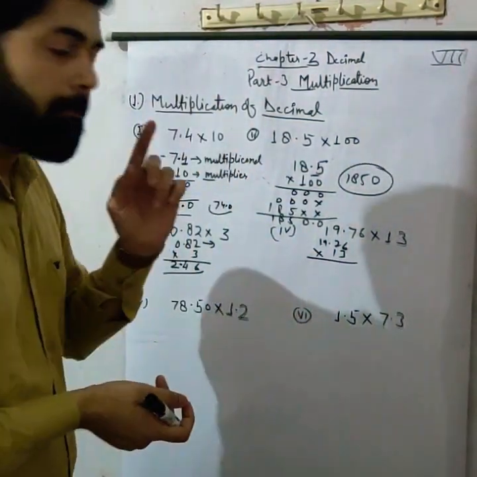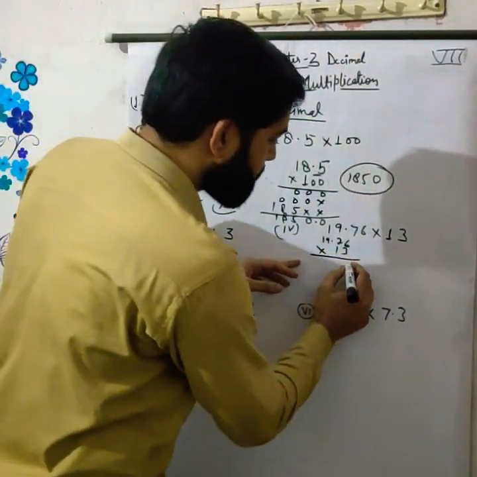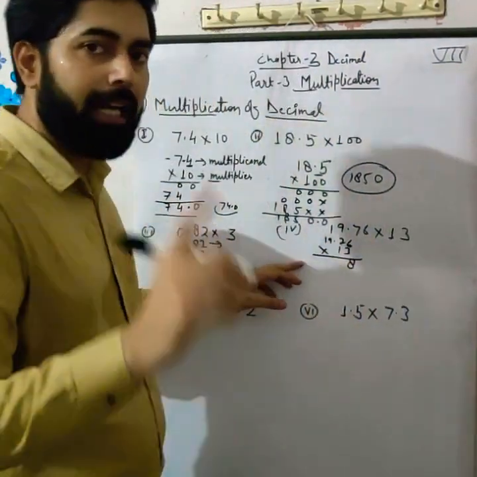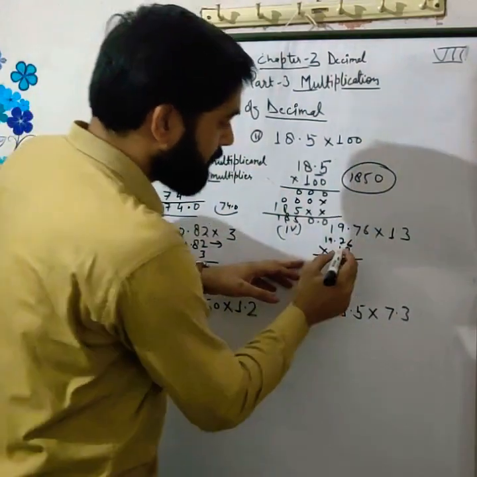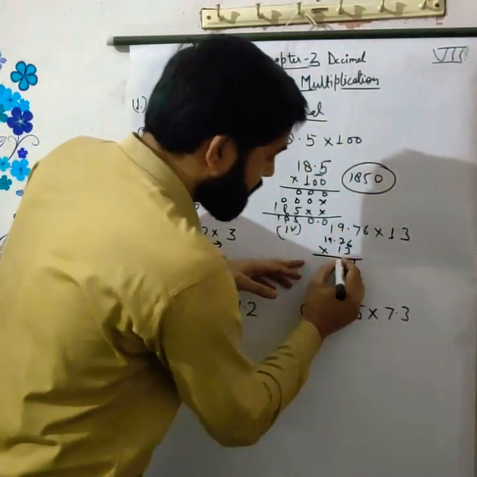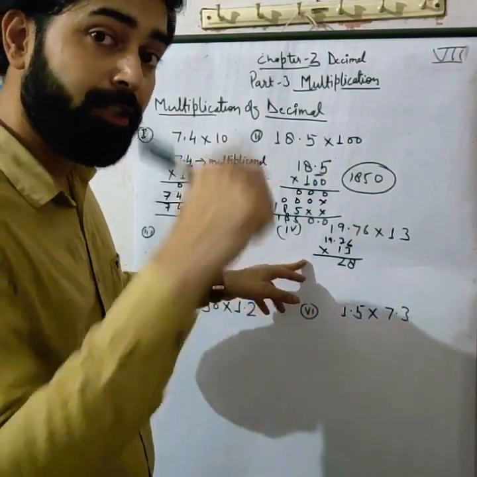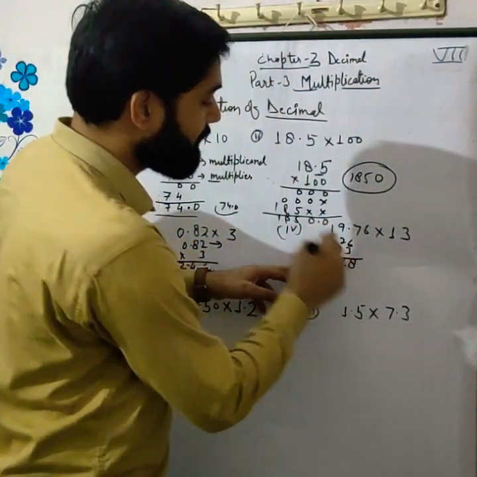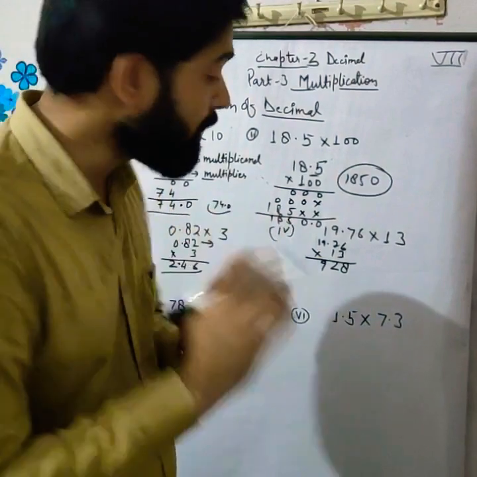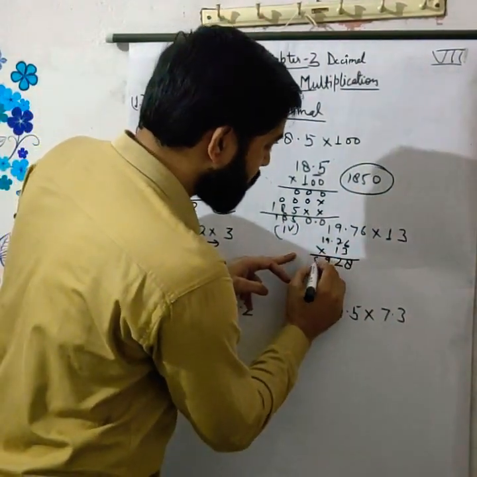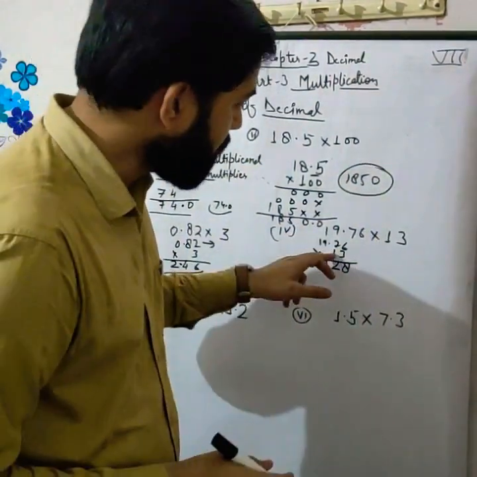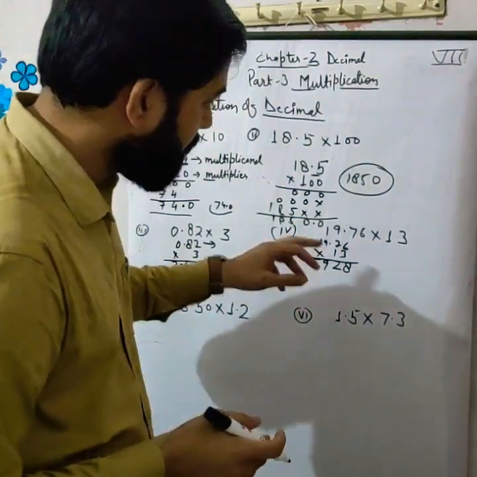means in the product. 3 6s are 18, right? 8 carry 1. 3 7s are 21 plus 1, 22. 3 9s are 27 plus 2, 29. 3 1s are 3 plus 2, 5. Then what? Next number 1.